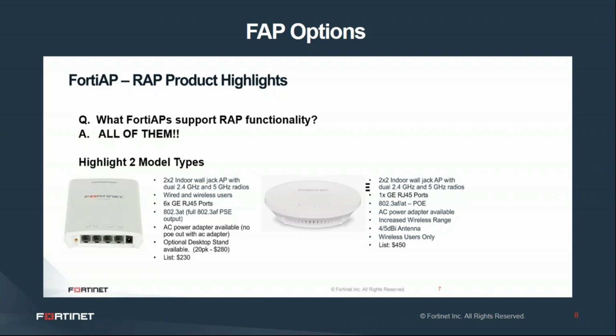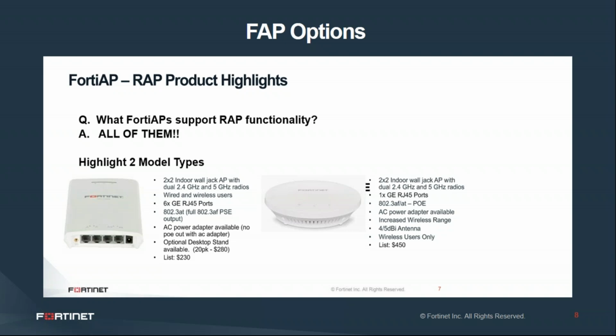So we can do this with a typical access point like the one on the right, which is a FortiAP 221E. And this is the same access point you would hang on the ceiling or on the wall at your corporate headquarters. It's a dual radio access point, 2x2 in this case, and has a list price of $450.